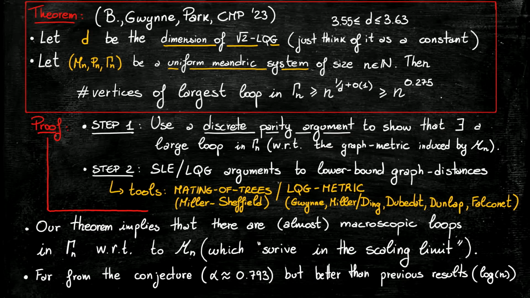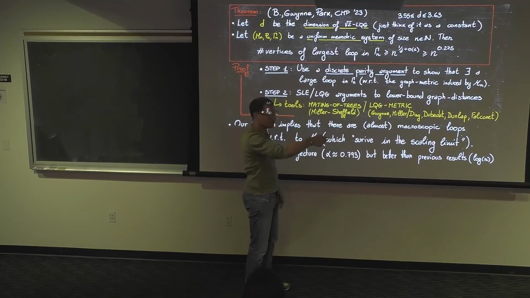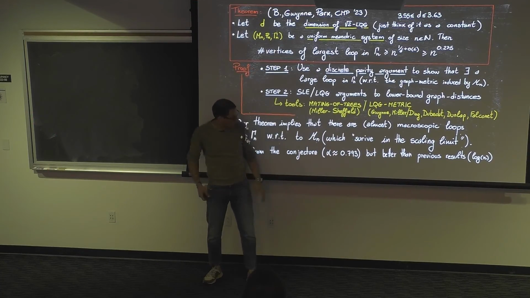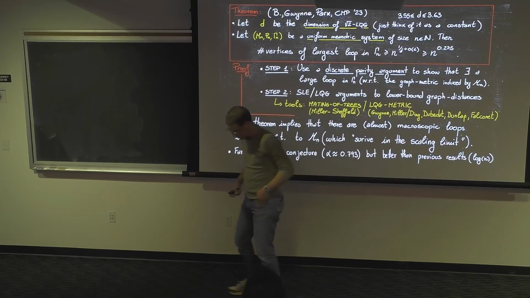But on the other hand, it's very far from the conjecture. Remember that the conjecture is with this very strange alpha, which is like 0.79, and we are able to go just here. Even if we improve the bounds, we will never get there. But it's much better than the previous log n. So now we have polynomial bounds.